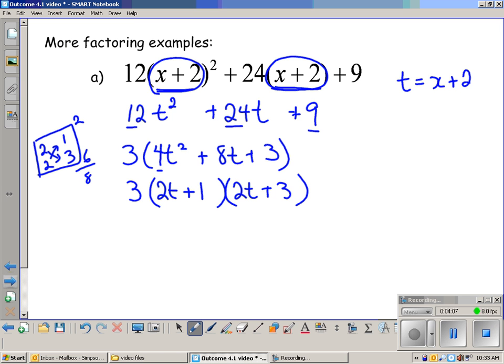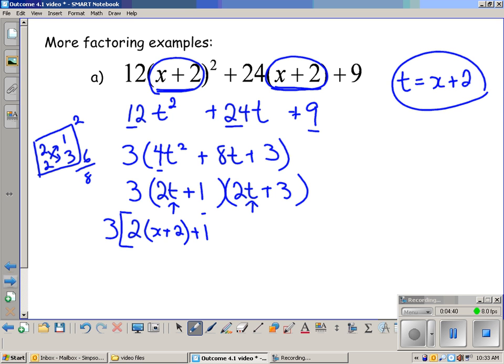At this point, I'm done factoring all that I can factor. None of the parentheses are factorable. But I didn't start my question with t's. I started them with x's. And so I need to substitute t being equal to x plus 2. So now I'm going to replace each of my t's with x plus 2. So this becomes 3, and I'm going to use a square bracket here just to separate it. 2 times t. T is now x plus 2, and then I have plus 1. The second set of brackets, when I substitute in, becomes 2 times, instead of t, x plus 2, and then plus 3.